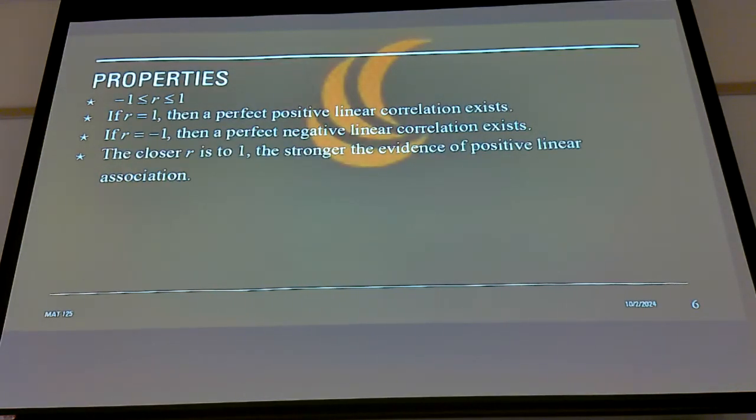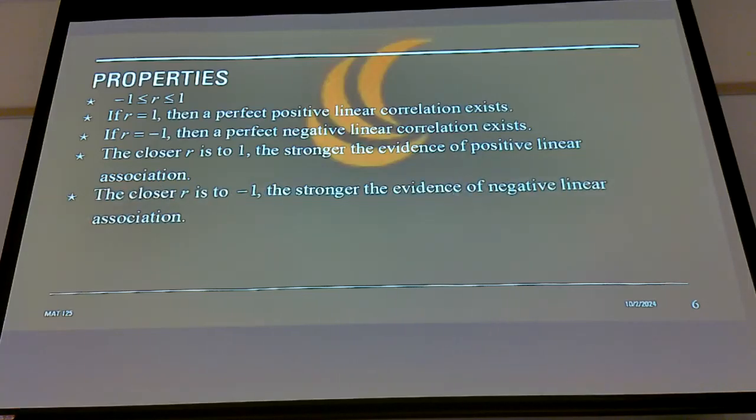The closer R is to 1, the stronger the evidence of positive linear association. See, this is where you need probabilities, because there is an analysis done on R using confidence intervals that we haven't covered yet. Which means you have to take my word for it that that's true. The closer R is to -1, the stronger the evidence for a negative linear association.